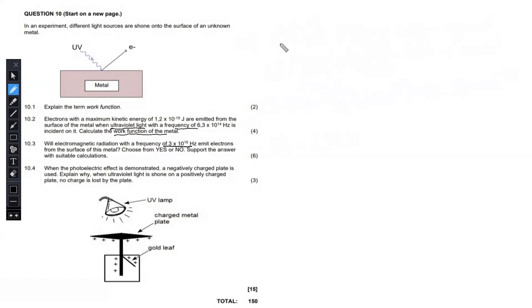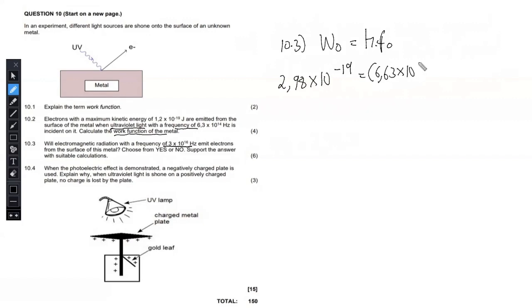So how can we calculate that? We already know that work function is equal to the Planck's constant multiplied by the threshold frequency. We already have calculated this from the previous question. It is 2.98 times 10 to the exponent of negative 19. Our Planck's constant, 6.63 times 10 to the exponent of negative 34. Then multiply that by the threshold frequency, and then we can divide both sides by this, right? So this was the quickest option to deal with. There are still other options that you could have chosen.